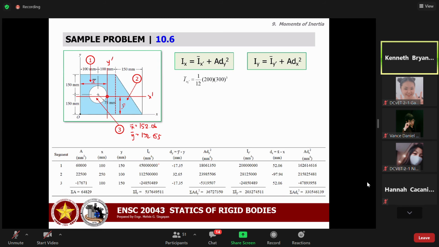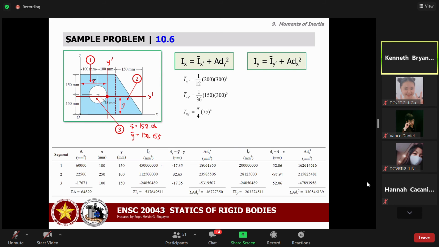Solving this, ito yon, nandito sa column. Ito, okay? Then I bar x prime 2 is equal to 1 over 36 times 100. Okay? So that is I bar x prime 2. While yung I bar x prime 3, that is pi r to the 4th over 4, over 4 times 75 to the 4th. Okay? So yung mga values nito, pag sinolve mo, nandito sa table na to.